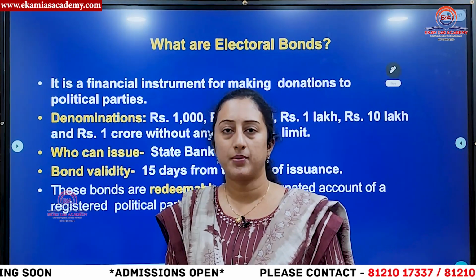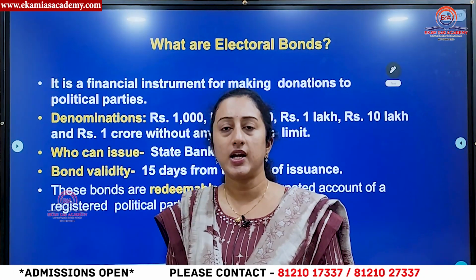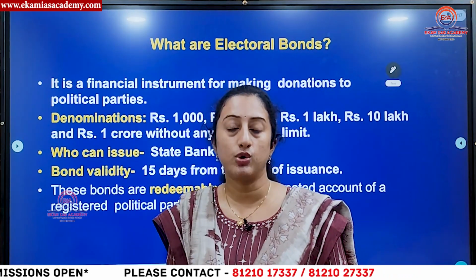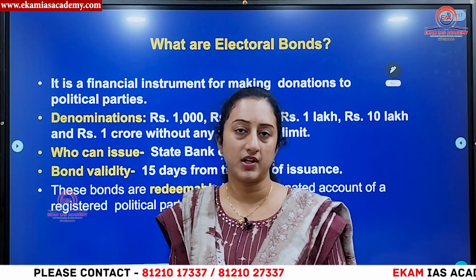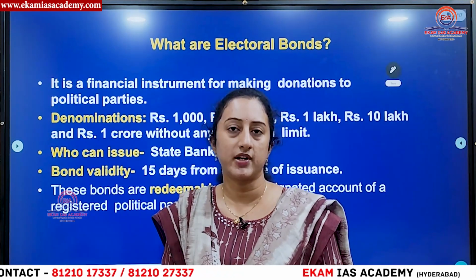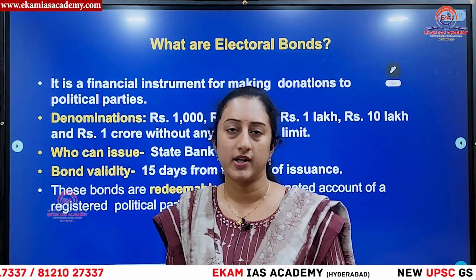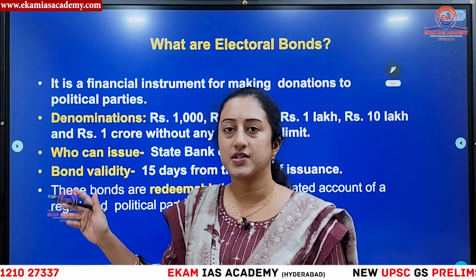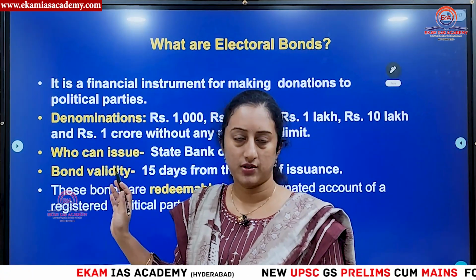When any person votes for a political party, he has the right to know where that political party is receiving funding from, how much funding is received, and how they are spending that funding. All these things are implicitly there under the right to know of the person voting for that political party. That is the fundamental right. As this violates a fundamental right, it is declared null and void, or unconstitutional, by the Supreme Court.